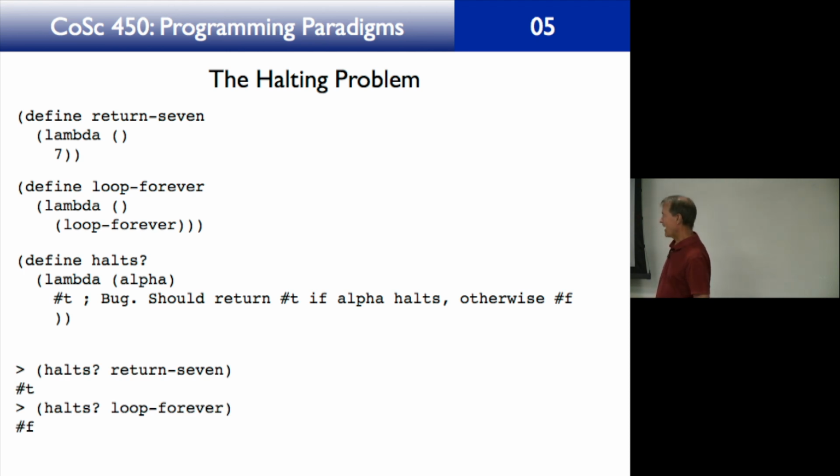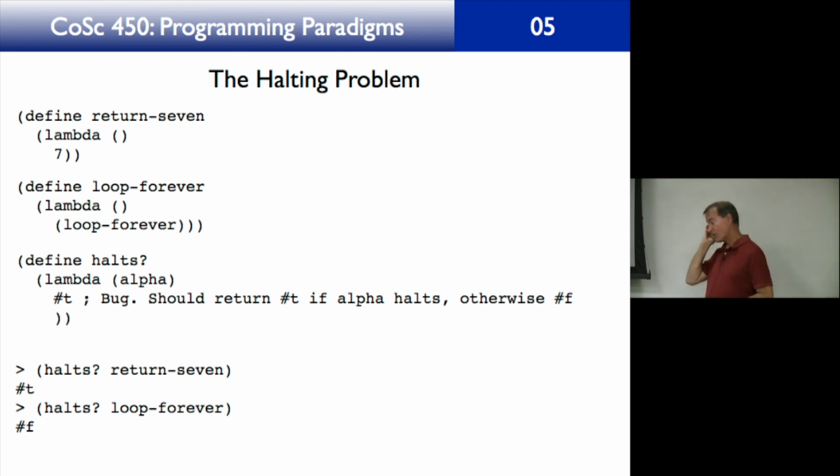Okay. And so now what should happen? What are we claiming should happen? We are claiming that halts return 7 should return true, and halts loop forever should return false. Does everybody see the problem? What we're up against. This is what we're up against.